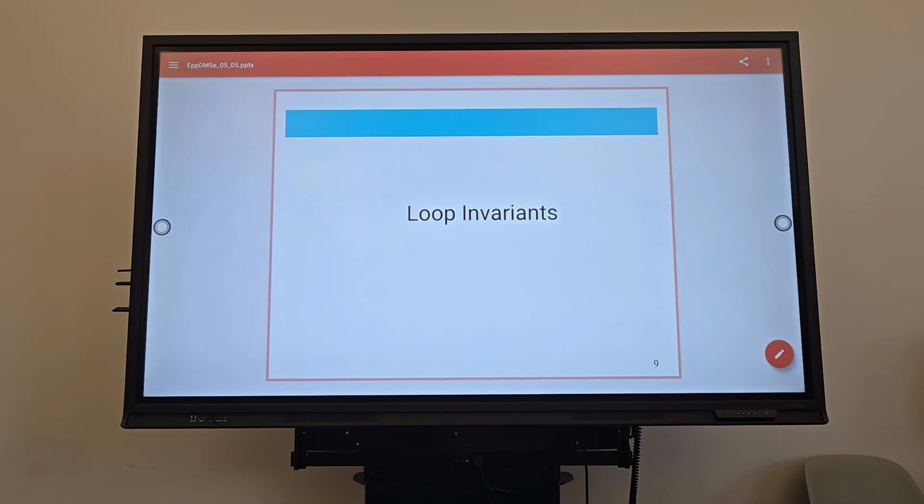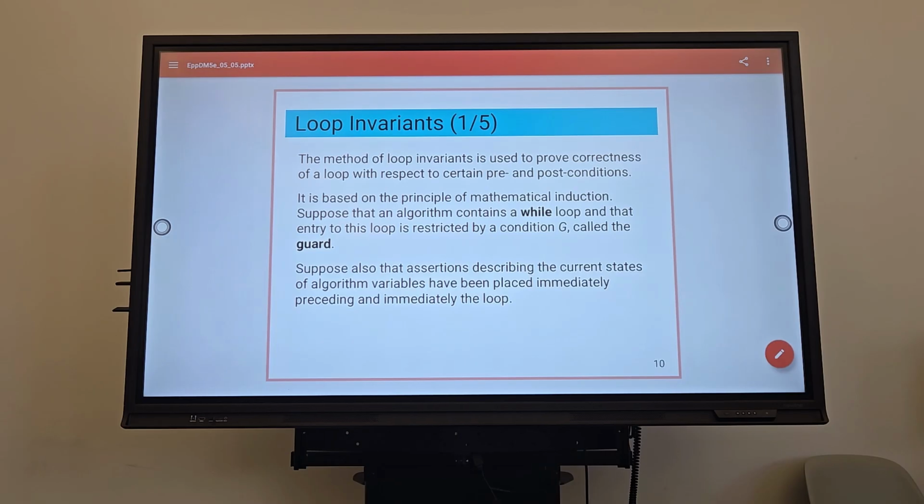Loop invariance. The method of loop invariance is used to prove correctness of a loop with respect to certain pre- and postconditions. It is based on the principle of mathematical induction. Suppose that an algorithm contains a while loop and that the entry to this loop is restricted by a condition G called the guard. Suppose also that assertions describing the current states of the algorithm variables have been placed immediately preceding and immediately following the loop.